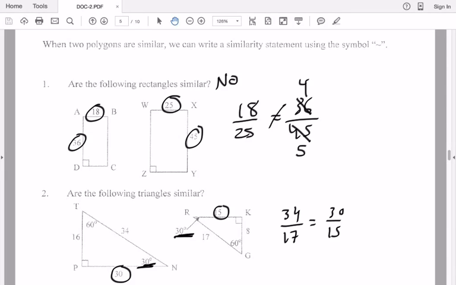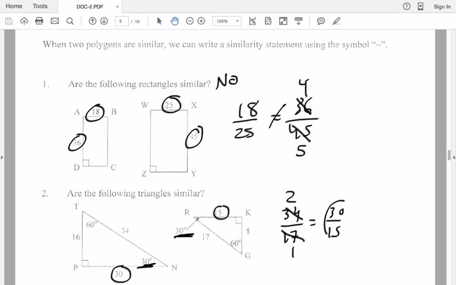Okay, so I'm going to simplify both of these fractions to see if they're the same. 17 is a prime number, so that means it can only be divided by 17. So can 34 be divided by 17? And the answer is yes. See, this would be 1 and this would be 2.